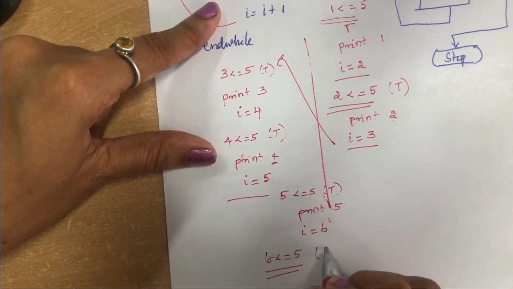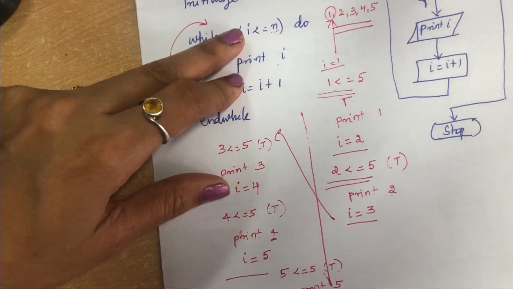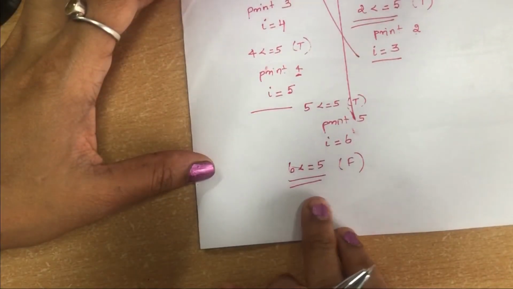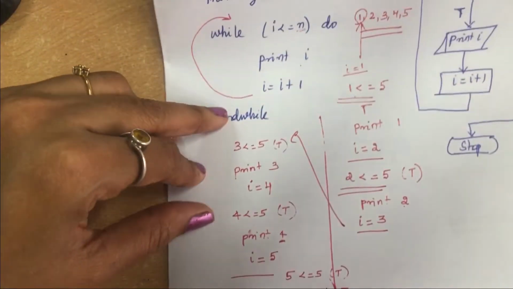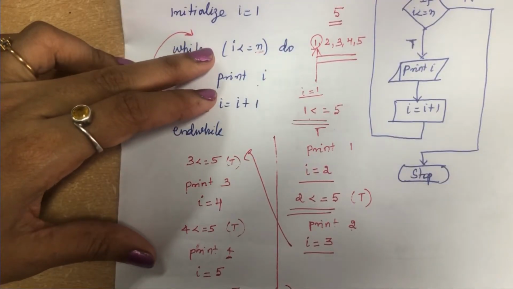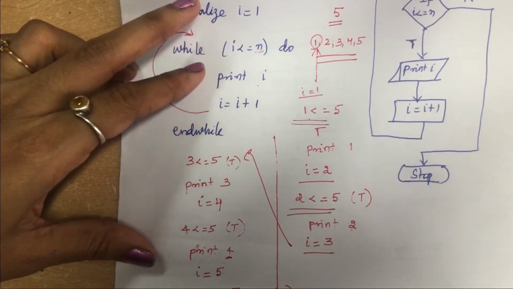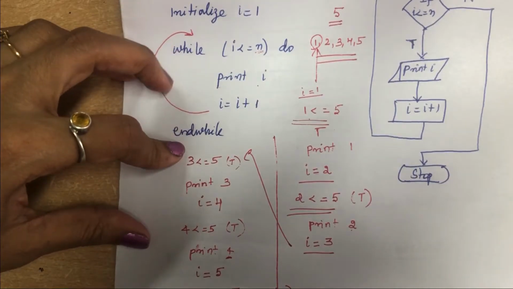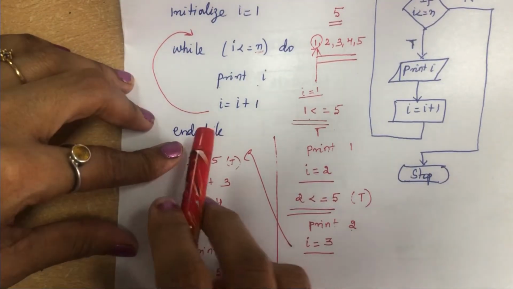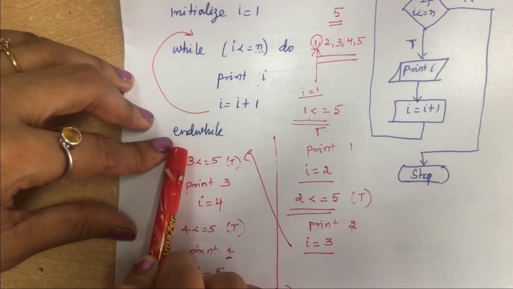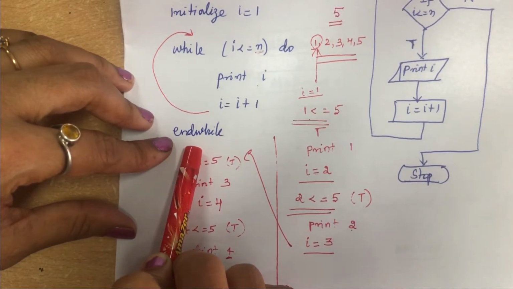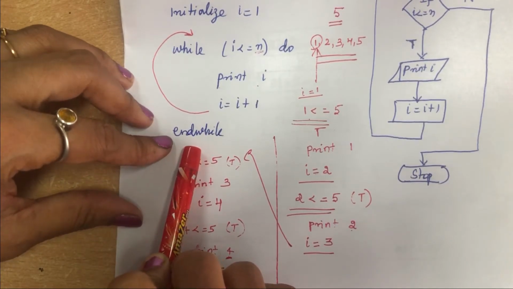Whether it is true or not, it is false. When it checks the condition, is 6 less than or equal to 5, it is false. So once the condition fails, it comes outside the loop and goes for executing the next statement in the line. There are no statements outside the loop, so it will go to the stop of the algorithm.